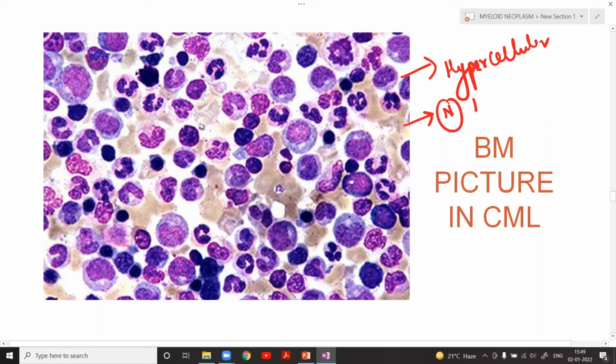All of them, more or less, are showing normal cell formation and normal differentiation. These are very basic points. Many people do not understand these points.